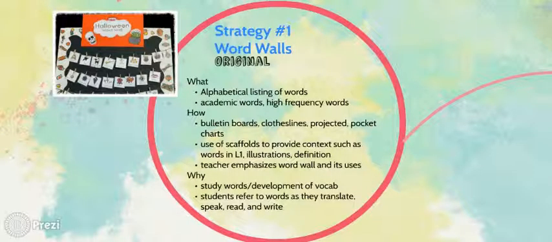This is what a word wall is. It's an alphabetical listing of words. It might have academic words or high frequency words. These can be displayed in a lot of ways: on bulletin boards, clotheslines. It can be projected. They could be on pocket charts.